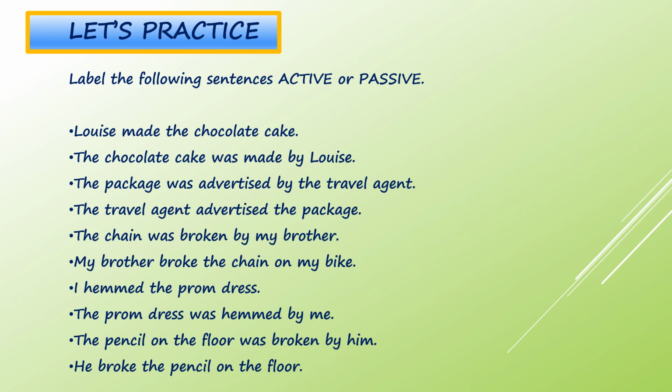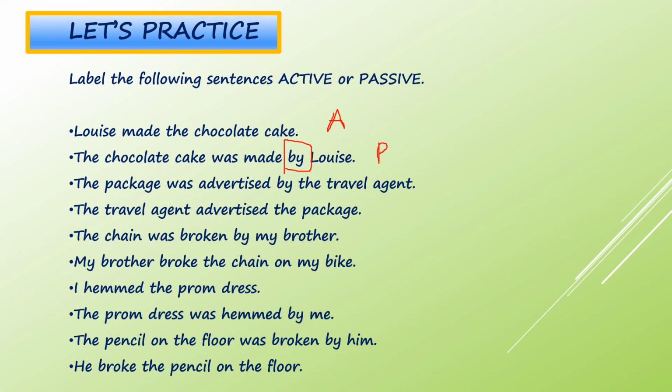Now let us take a quick practice session to understand whether we are able to identify the voice of the given sentences or not. Label the following sentences active or passive. Lewis made the chocolate cake. Now, since Lewis is making the cake, this is of course active voice. The chocolate cake was made by Lewis. Now, by is an indication, very easy for me to identify that this is passive, right?